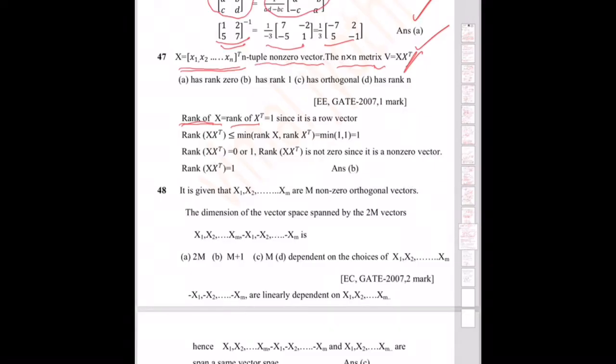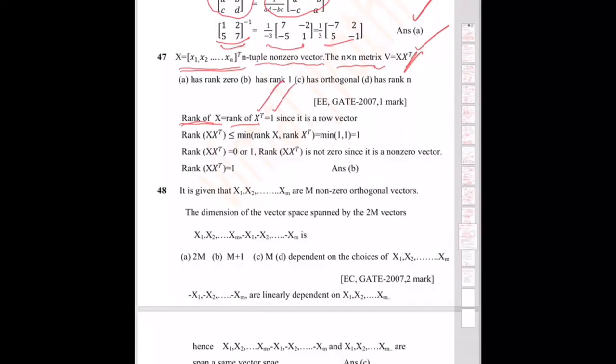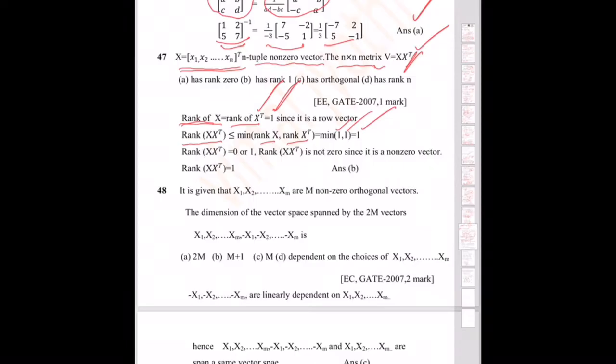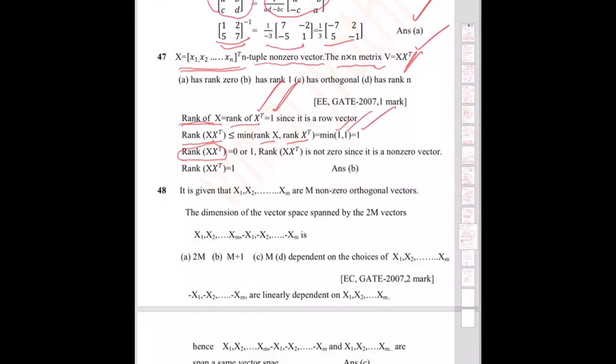This is a column matrix, then X transpose is a row matrix. X transpose has only one row, then rank of X transpose equal to 1 and rank of X equal to 1. Then by the formula, rank of XX transpose is less than or equal to the minimum of rank of X and rank of X transpose. That is the minimum of 1, 1, that is equal to 1. That is, rank of XX transpose is less than or equal to 1.